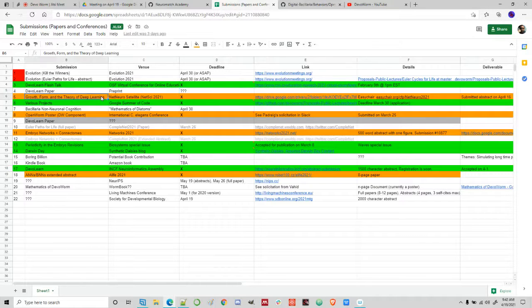Then there's this growth form and the theory of deep learning abstract. I actually submitted this to the Net Neuro satellite of the NetSci conference, or I guess Networks 2021, they changed the name recently. For that main conference, we have an abstract already accepted, this embryo networks and connectomics abstract. And so that's in the main session.